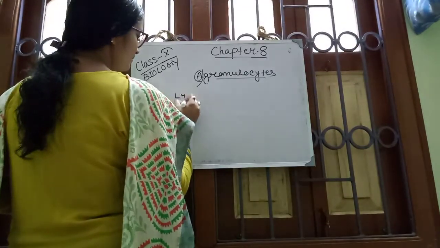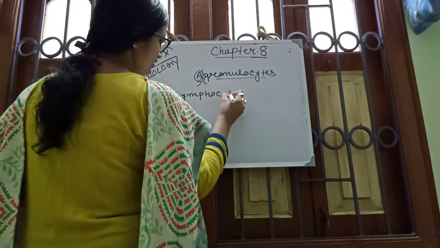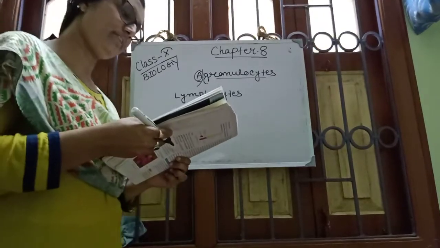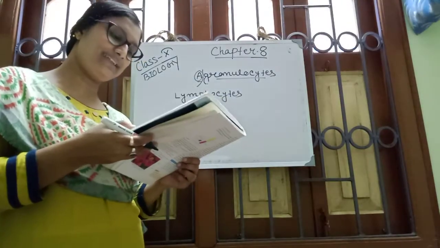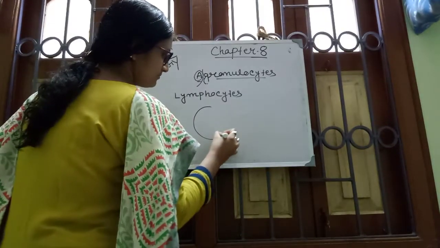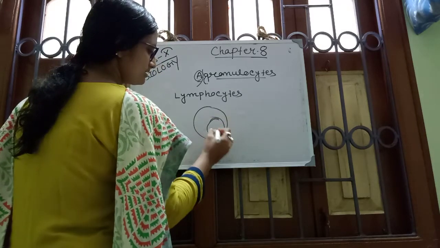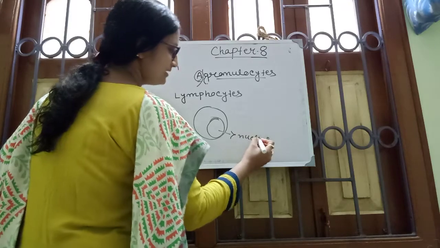First one, lymphocytes. What is the structure of this lymphocyte and what is the function of lymphocyte? It is 25% of total WBC. The nucleus is large and spherical. You can see here, suppose this is the lymphocyte. In this, this is the nucleus and granules are absent.